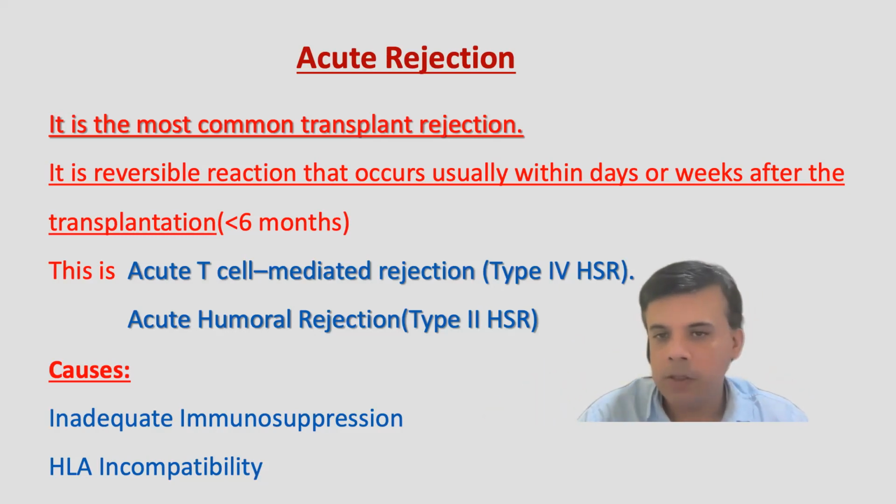And there is a division: there is T cell mediated and humoral rejection. Both are involved in case of acute rejection. Both the mechanisms are involved. And what are the causes? So causes could be inadequate immunosuppression. The immunosuppressive therapy is inadequately given or the patient is not adhering to that. HLA mismatch is also one of the causes.